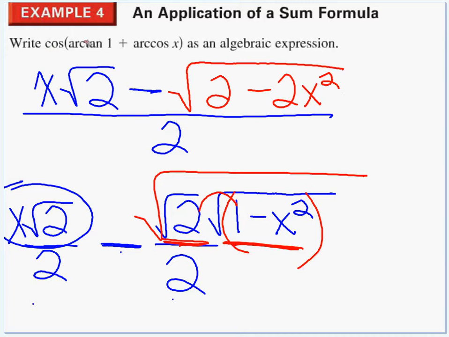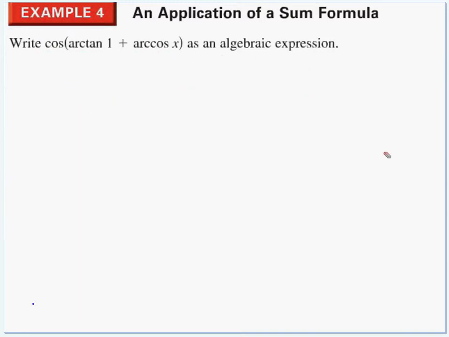We've written this trig expression as an algebraic one. Notice where we started, we had an arctan and an arc cos. When we're all done, it's only numbers and x's. And that's just what we were looking for. Those same triangles that we set up here for arctan 1 and arc cos x, for the u and the v, I believe you'll be using those exact same ones in the huddle problem.